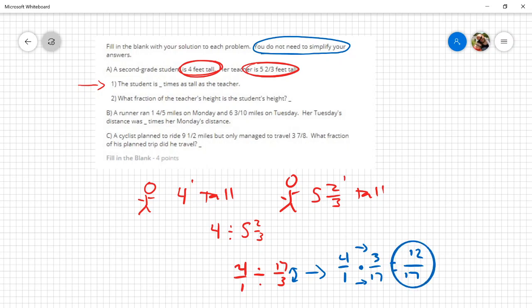Now, if you look at number 2, it says, what fraction of the teacher's height is the student's height? We're going to hold off on that right now, but look at number 1. The student is blank times as tall as the teacher. Well, she is 12/17 times the teacher.